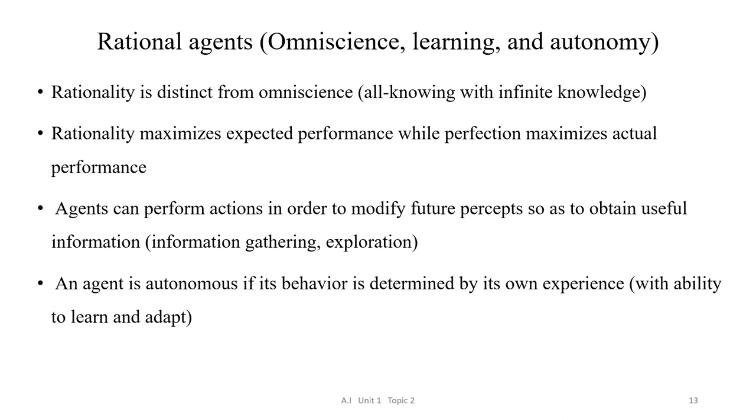Agents can perform actions in order to modify the future percepts of an agent, so as to obtain useful information, in the form of information gathering and data exploration. An agent is autonomous if its behavior is determined by its own experience, that is, with the ability to learn and adapt to changes.